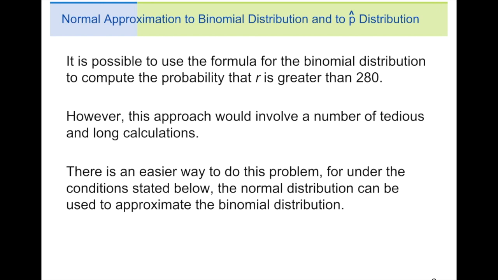It is possible to use the formula for the binomial distribution to compute the probability that r is greater than 280. However, this approach would involve a number of tedious and long calculations. There is an easier way to do this problem. Under the conditions stated below, the normal distribution can be used to approximate the binomial distribution.